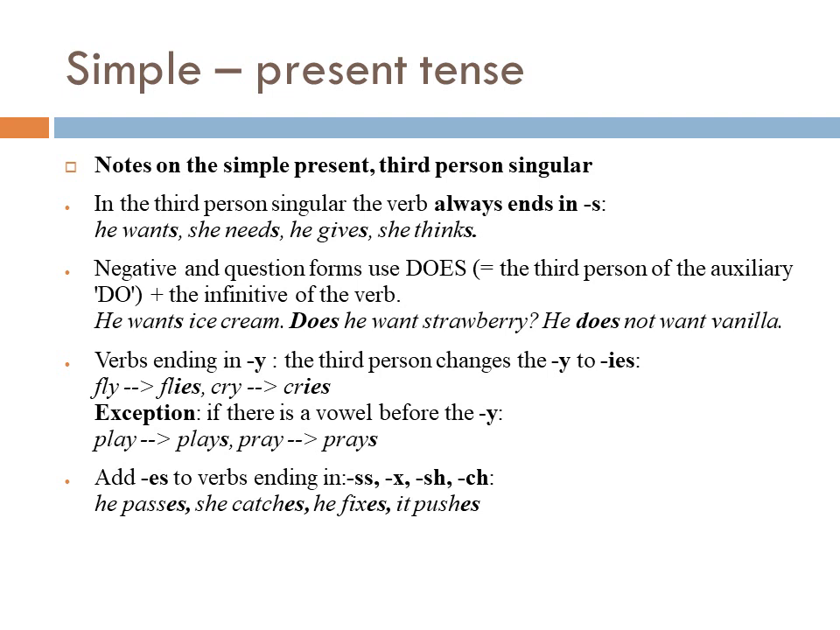We add es to the verb ending في حالات ال ss وال x وال sh وال ch. Okay, like he passes, she catches, he fixes, it pushes. And this is only unique for third person singular verbs, which are present and singular verbs.